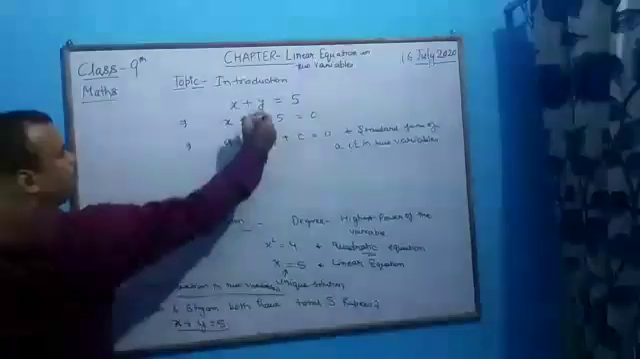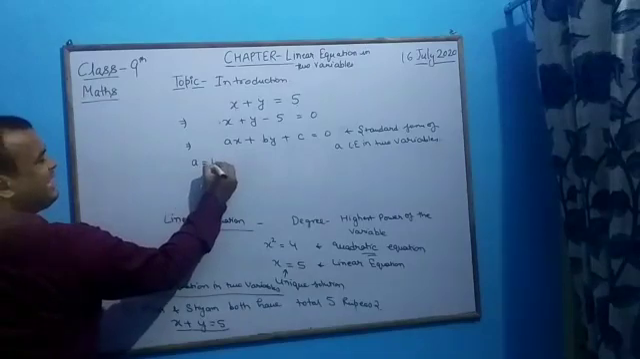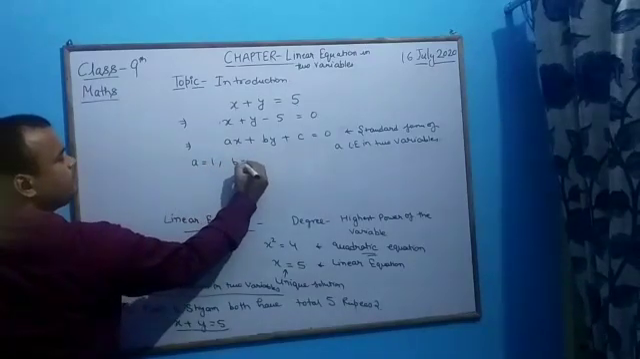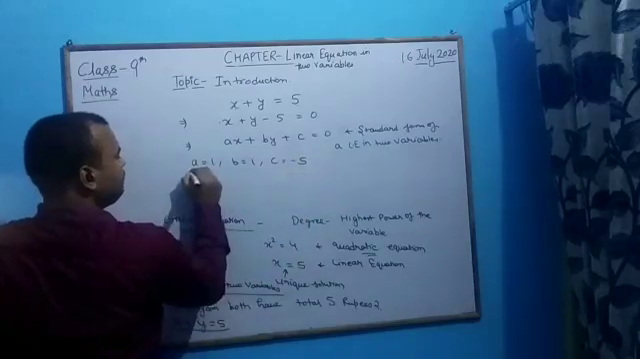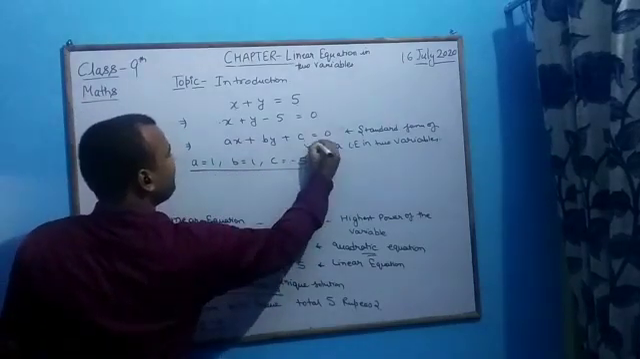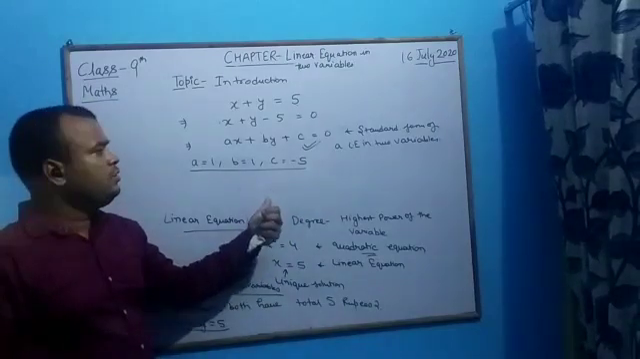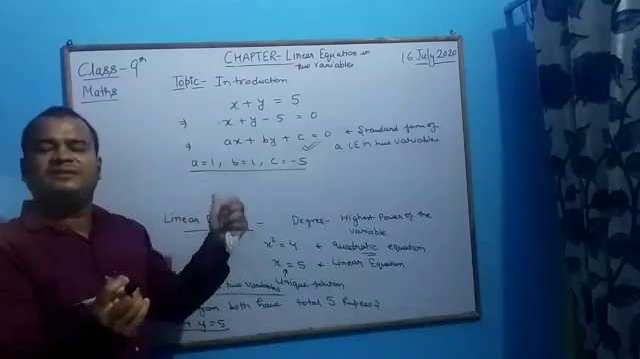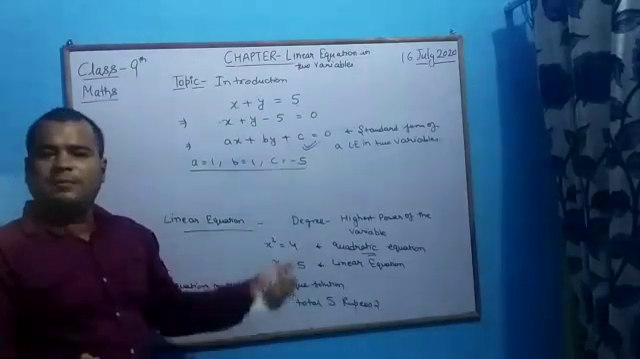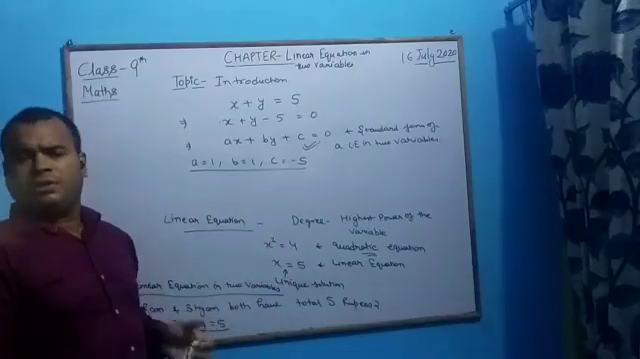Now comparing both the equations, we get a is equal to 1, b is equal to 1, and c is equal to minus 5. So this is the standard form of a linear equation in two variables. Equation means that we are equating, linear means degree is 1, and two variables means there are two variables in that equation.